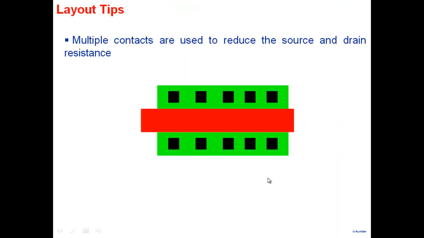Before I leave this particular topic, just a couple of tips when you are doing layout. One of them I've already talked about, that is, use multiple contacts. You want to minimize the resistance. Note that these N plus and P plus regions have resistances. You want to minimize the resistance. Use as many contacts as possible.